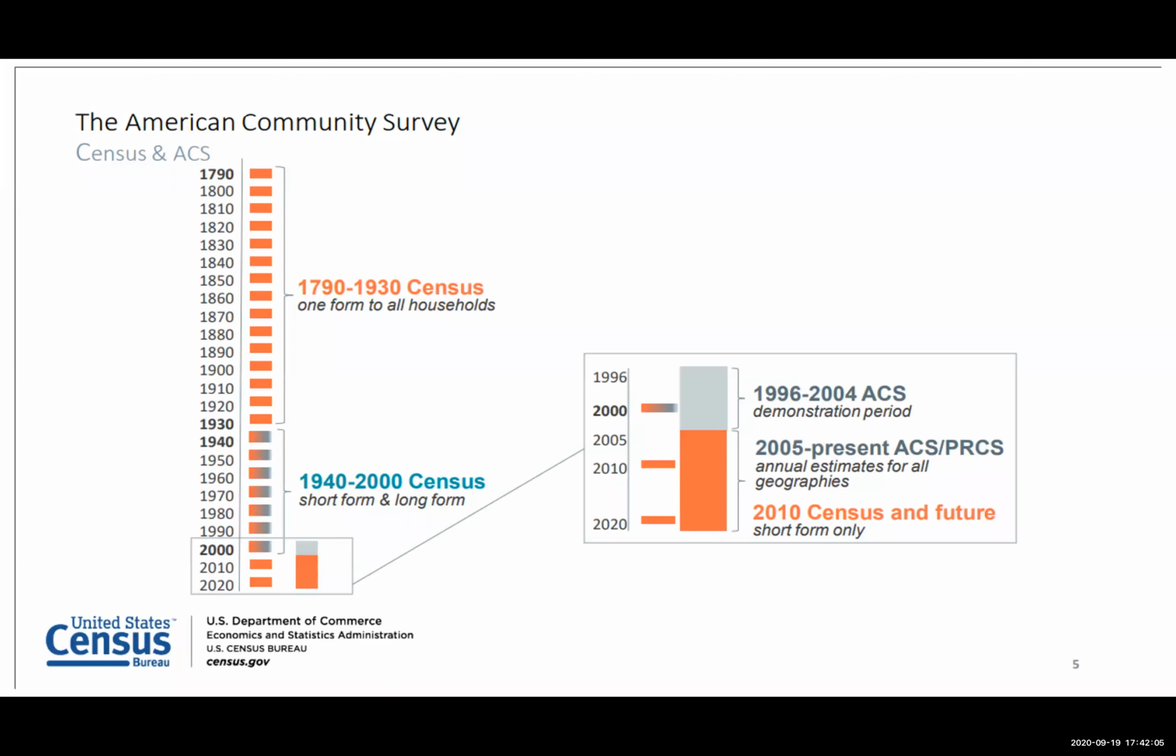Let's look at a brief history of the census. The decennial census has been done every 10 years since 1790. In 1940, the government started using a short form for gathering basic data, and a longer form, which was used with a sample of the U.S. population. In 2005, the longer form was replaced with the American Community Survey.